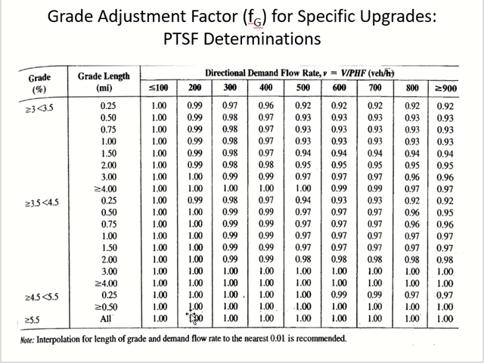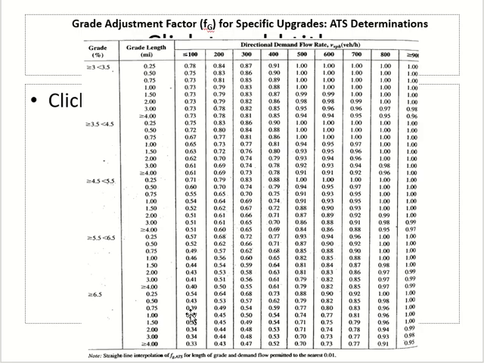So if you don't have level terrain, then Fg for ATS and PTSF is not the same. They are different, so you have to think about what you are calculating. Clear? Okay. Now this table is for upward gradient.